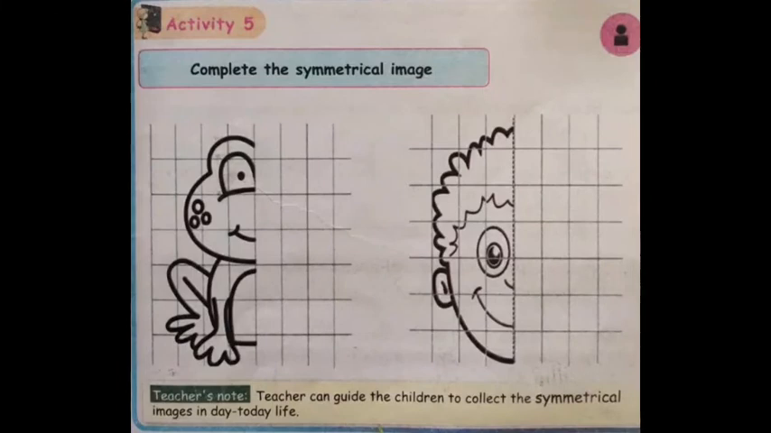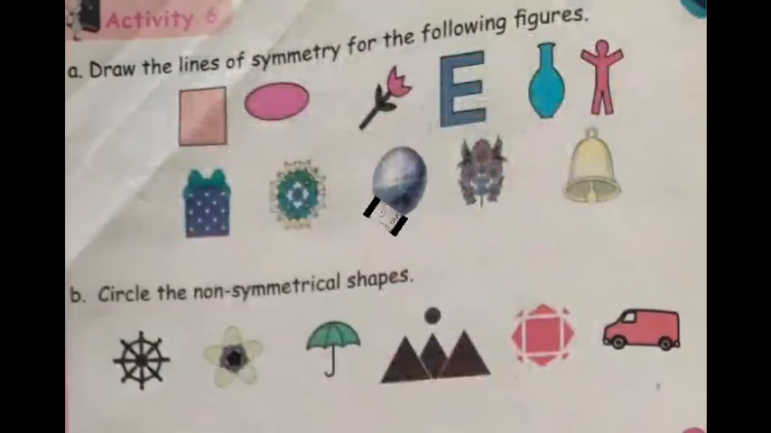Complete these two symmetrical images. Here, three boxes are provided for each image. You have to draw the remaining half part of each image. You have to draw exactly half, the same as whatever is present here now; the remaining part should be the same as what is present here.